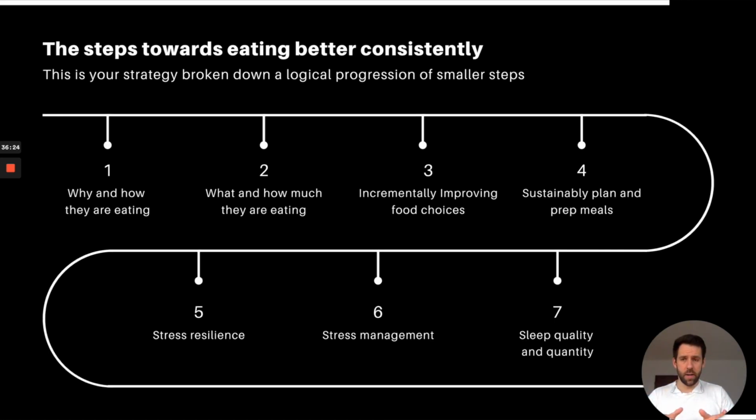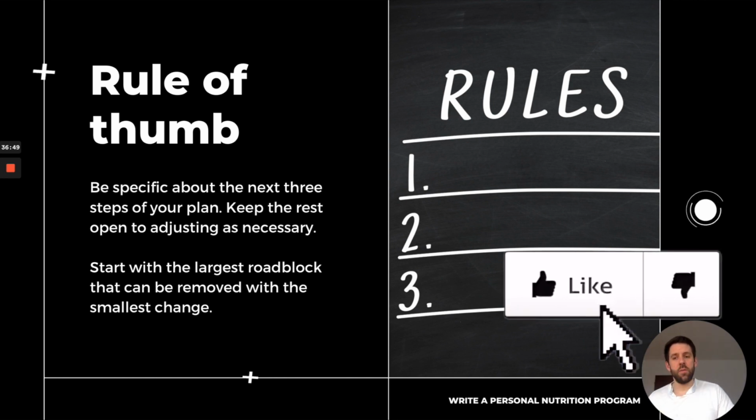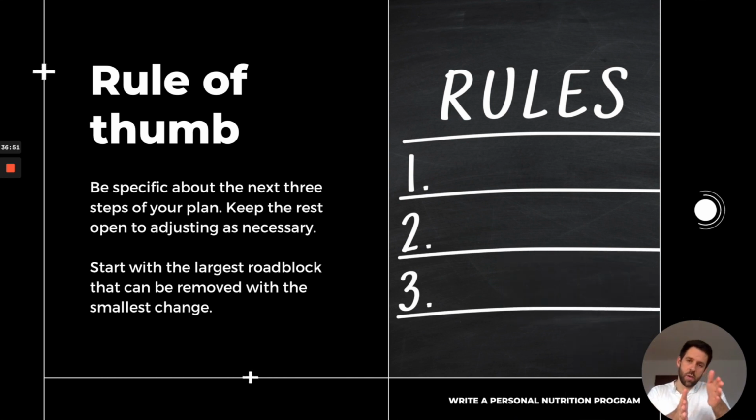We have our big plan, and that is a very general plan. Now we have to make sure that this plan works for the client. And I have a simple rule of thumb here. We need to be specific about the next 3 steps. The rest can be adjusted as necessary. The 3 first steps give you a clear direction. There's a progression and you're working from one step to the next. And ideally, you start with the largest roadblock that can be removed with the smallest change.